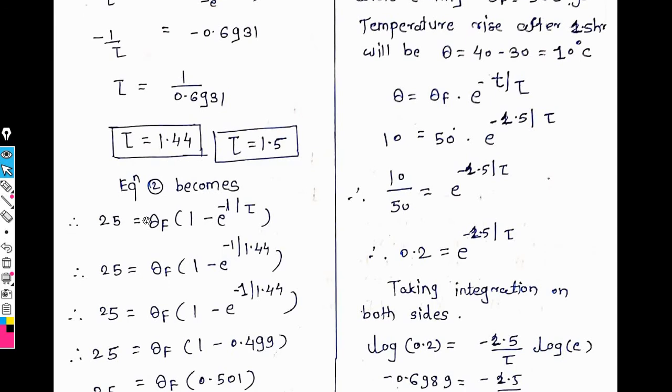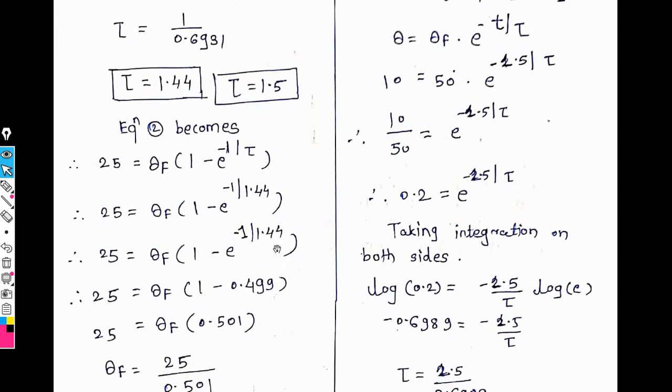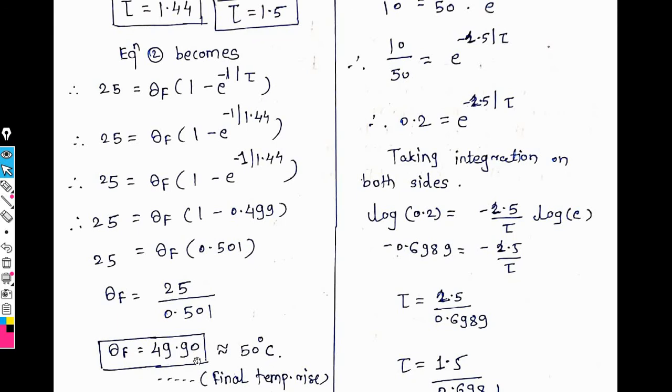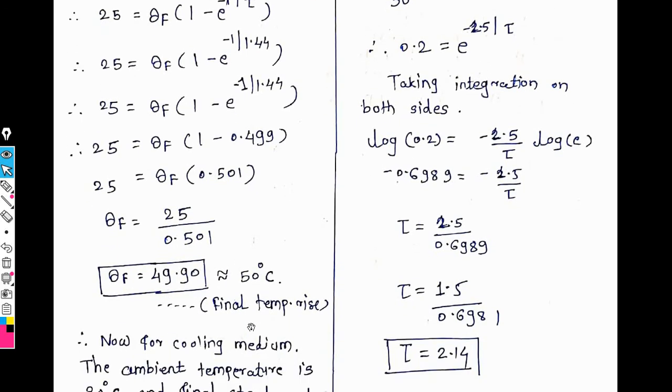Now the equation becomes, 25, which is the initial temperature of the machine, is equal to theta f into bracket 1 minus e raised to minus 1 upon tau, that is theta f into 1 minus e raised to minus 1 upon 1.44, with time equal to 1. Then we obtain the value of theta f as 49 degrees Celsius, which is nearly equal to 50 degrees Celsius, the final temperature rise.